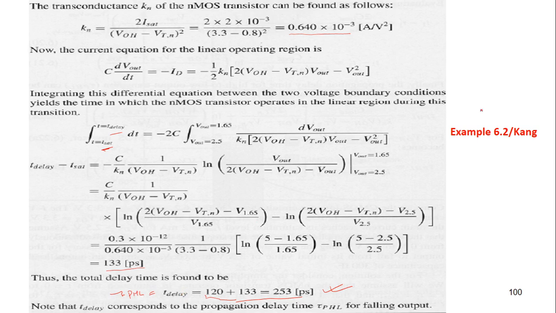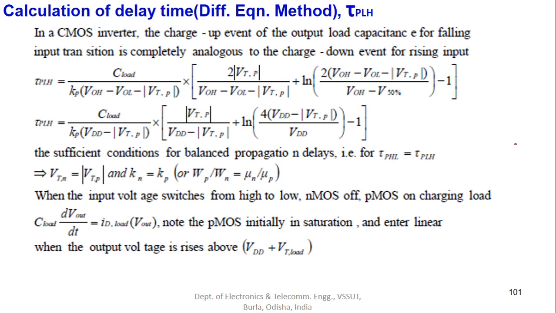Similarly, I advise you to go through example number 6.2 from the book by Kang. You will get some more insight into how to work on the examples using these formulas. So that was the case for tau PHL.